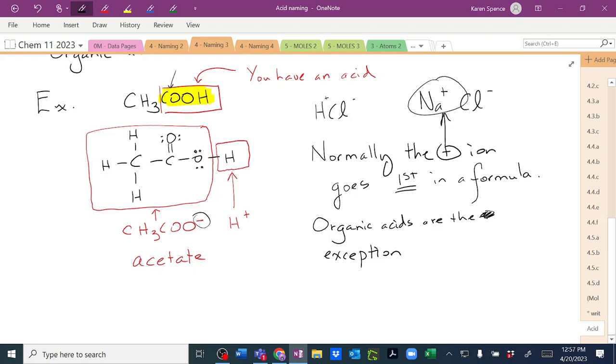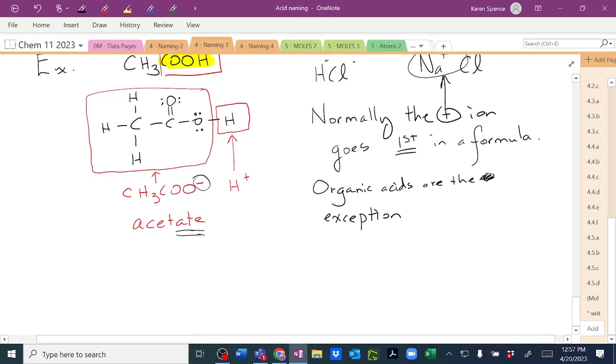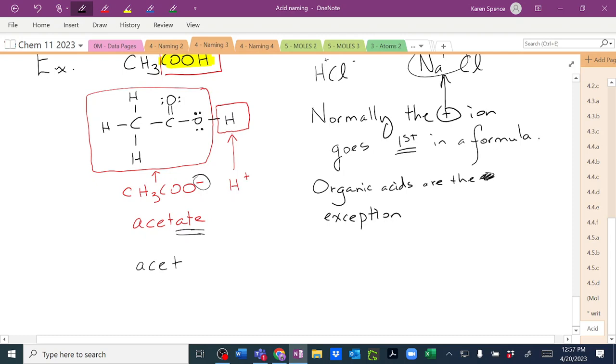So here we have acetate. It's an ate ion. And so we would then name this acetic acid because I ate something icky.